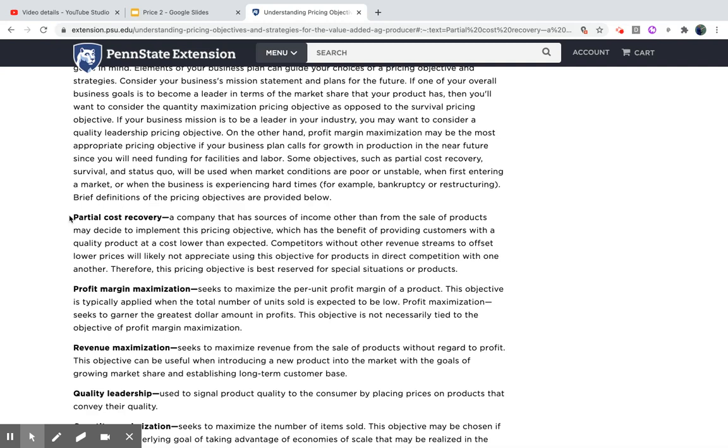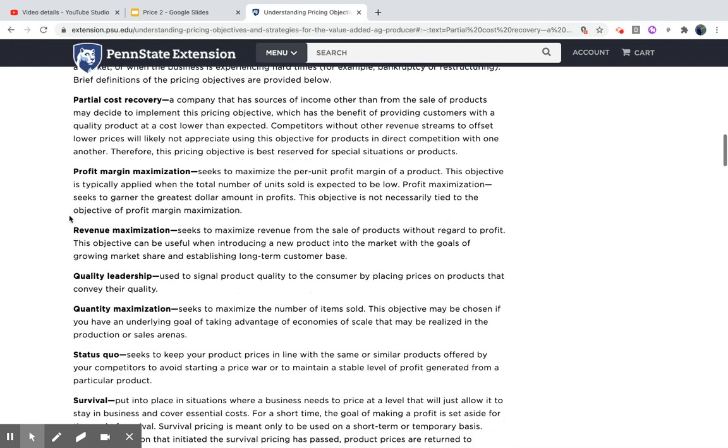Now, if you don't have a product B and all you have is A, partial cost recovery is not going to be good for you because you're never going to be able to maximize and make enough money to cover your product. So you have to have a product line to be able to do that. You have to offer other items where you can try and get some of that cost back.